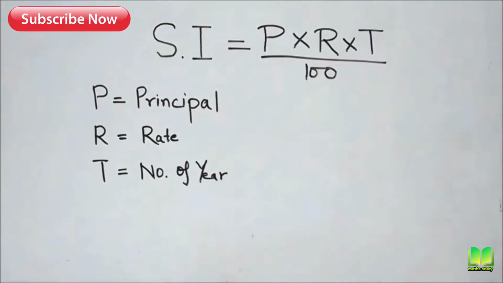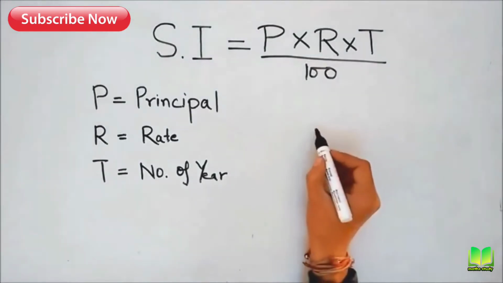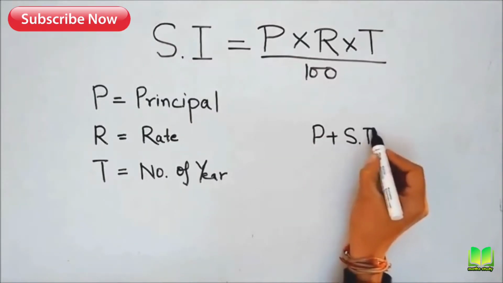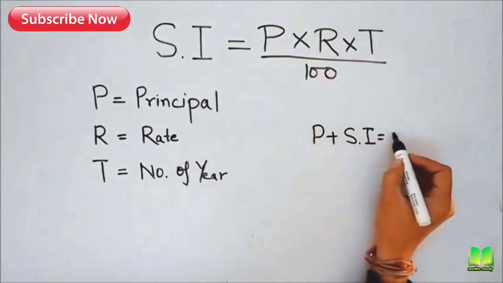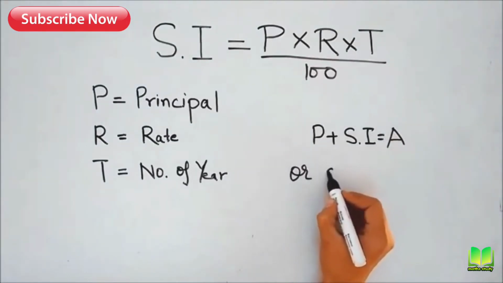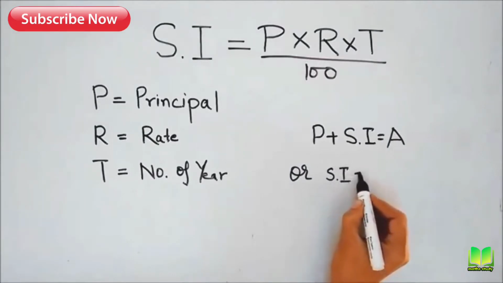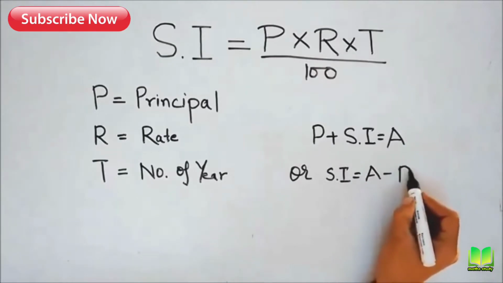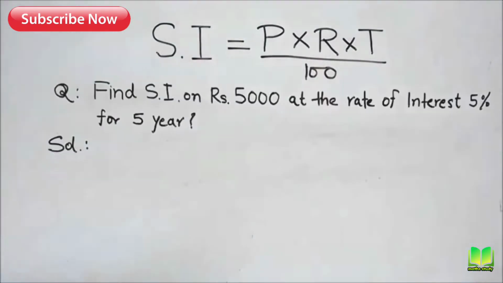Now, when SI is added to the principal, it is changed into amount by using this formula. Principal plus simple interest is equal to amount, or we can say that simple interest is equal to amount minus principal. Now we will solve some questions based on this formula.